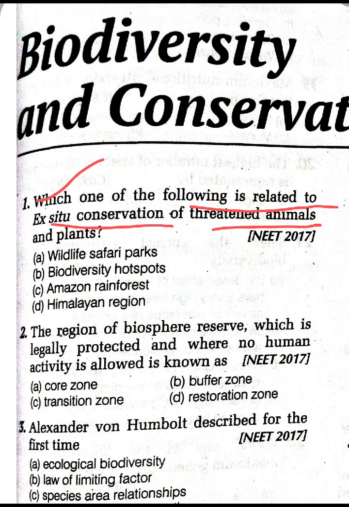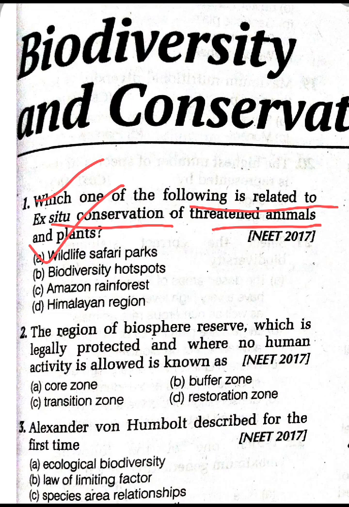Right answer is option number A, wildlife safari parks. So wildlife safari parks are used for ex situ conservation. They are taken out from their natural habitat and placed in special settings. That may be safari parks, zoo, etc.